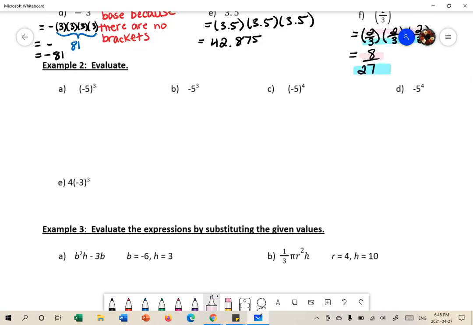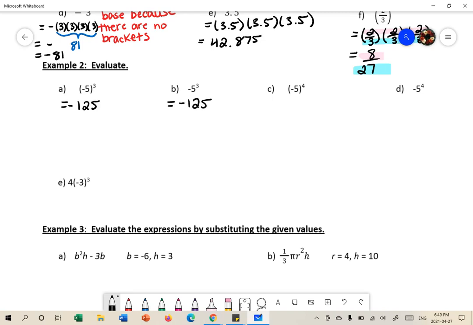Okay, in example 2, it's asking us just to evaluate. So we don't need to expand. We can just solve. So in your calculator, you're going to type in exactly what you see. Bracket -5 close bracket to the power of 3, which is equal to -125. In B, it's the same power minus the brackets. So in your calculator, you're going to type in -5 raised to 3, and you'll get -125.